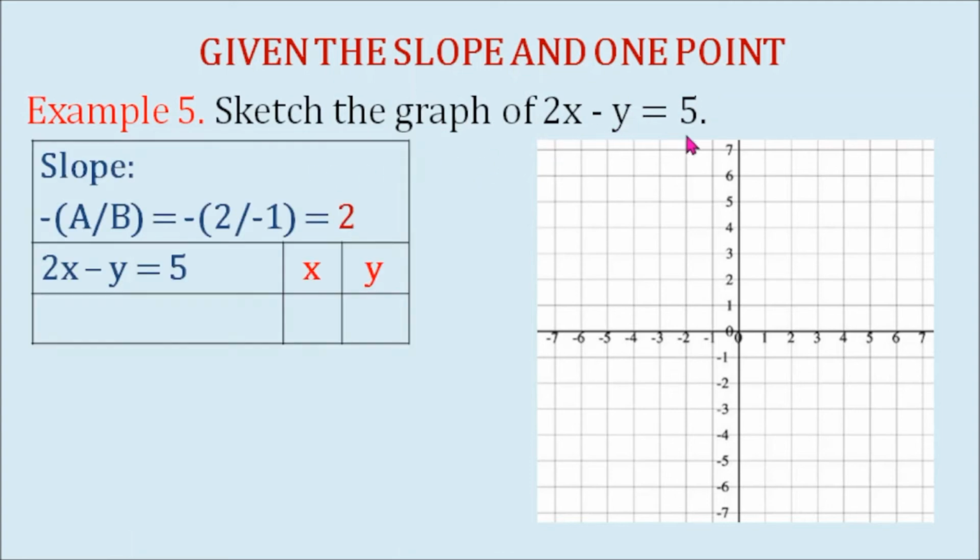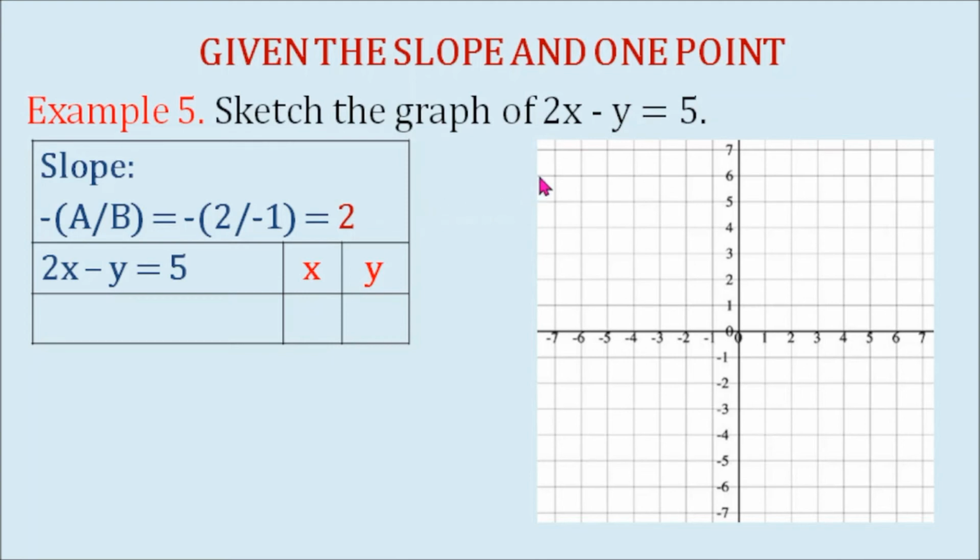So since our equation is written in standard form, the slope of this line is negative of a over b. And our a here is 2, and our b is negative 1. That means negative of 2 over negative 1 is 2. So this is our slope.